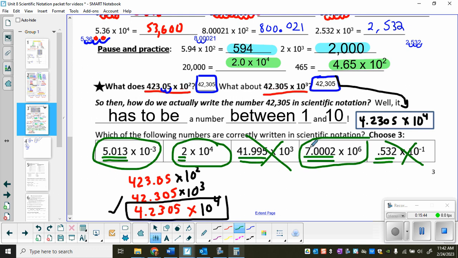So the 3 that we're going to pick are already circled. And that concludes today's video. You're going to just do some practice now on your own.